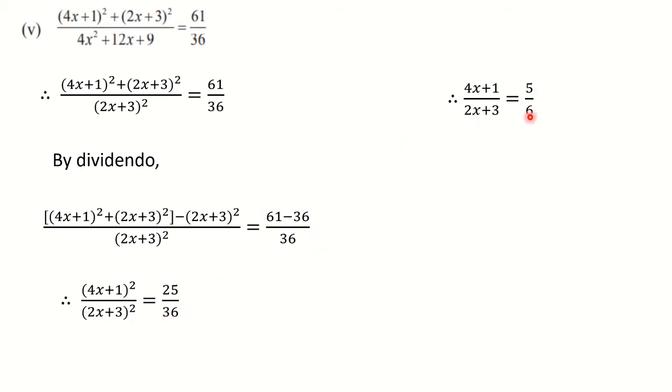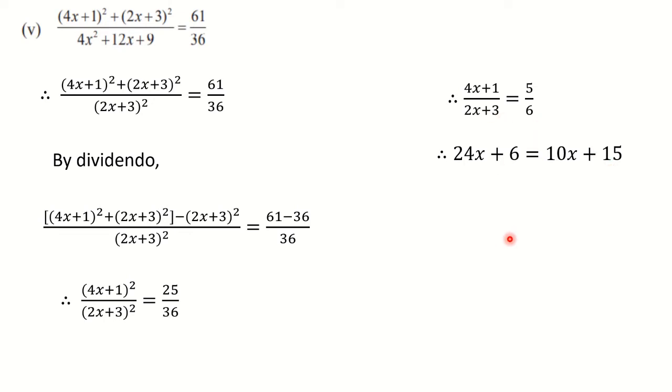Now the next thing, you know that if we cross multiply, we are going to get the value of x. So let us go for cross multiplication here. See, 4x into 6 is 24x and 1 into 6 is 6. Similarly, 2x into 5 is 10x and 3 into 5 is 15. So cross multiplication is done.